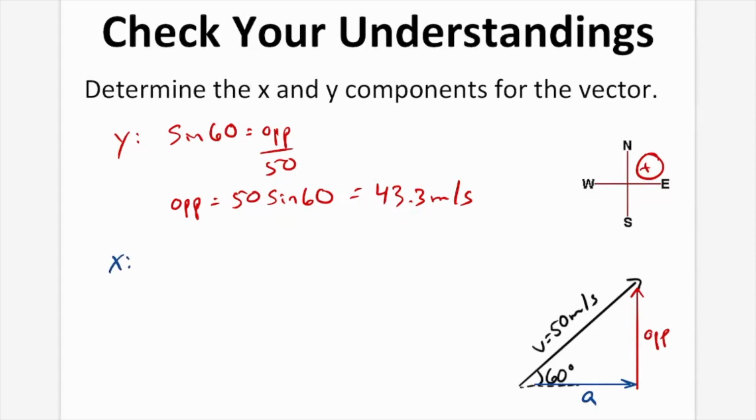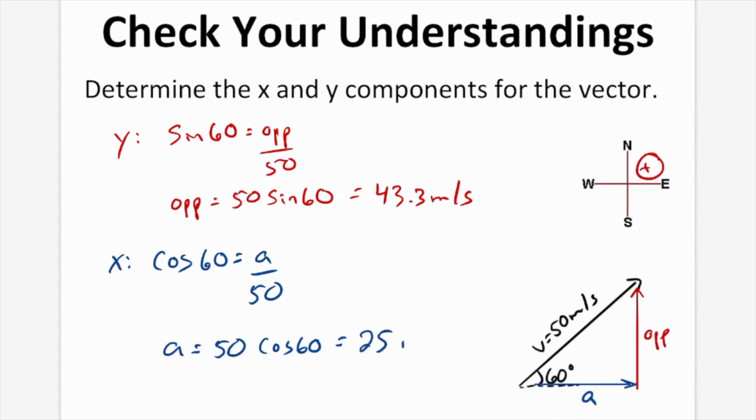Now our x, similar, that's going to be our adjacent side. So we're going to say cos 60 is going to equal adjacent over 50. We're going to say a is going to equal 50 times cos 60, which equals 25 meters per second. And again, you can see that it's a component of this 50. It's a part of the 50. Both of them are less than 50, but again, they don't add to 50.